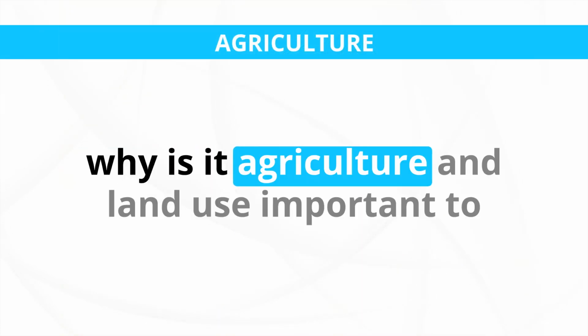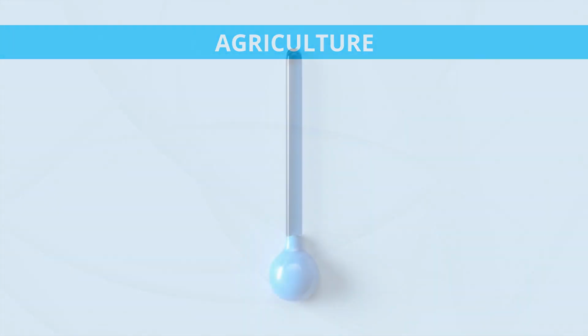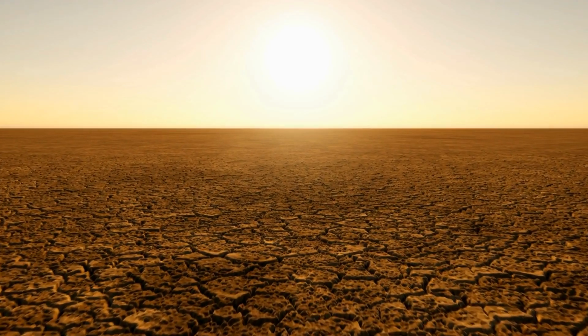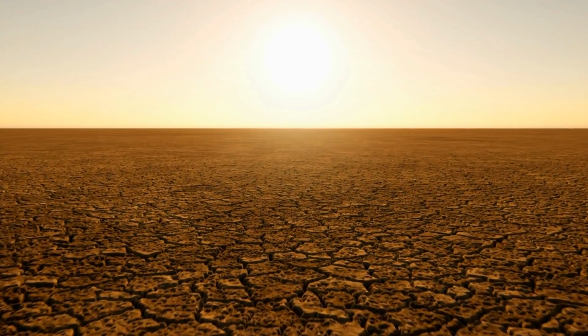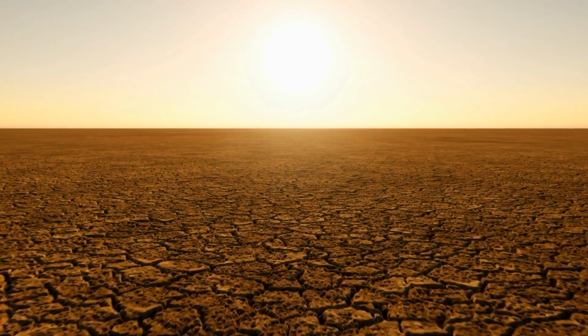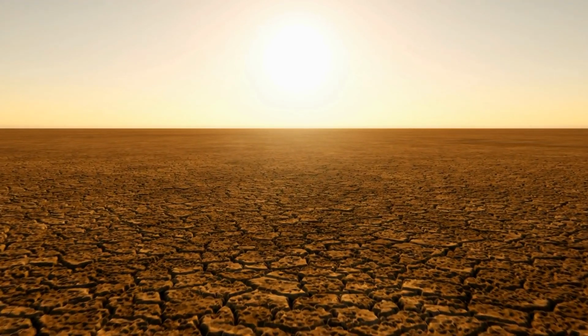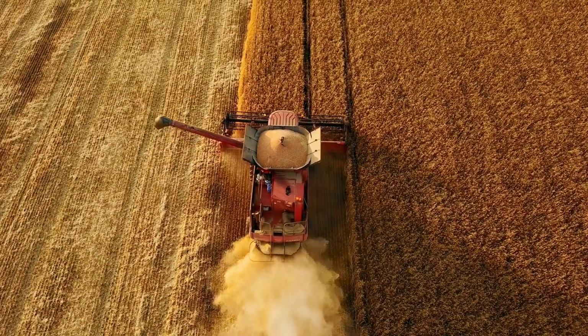Why is agriculture and land use important to address? What's at stake if we don't address it? Our Earth is already warmed by a little more than 1 degree Celsius since the pre-industrial era. If we want to prevent this warming from reaching dangerous levels, which currently is estimated to mean limiting total warming to 1.5 to 2 degrees Celsius above pre-industrial, then we need to do everything we can to reduce all greenhouse gas emissions. I already said that agriculture contributes to a quarter of the total emissions, so we need to reduce its emissions also.